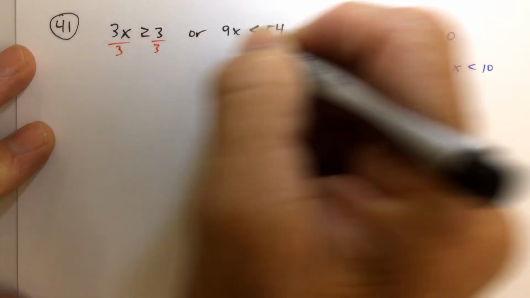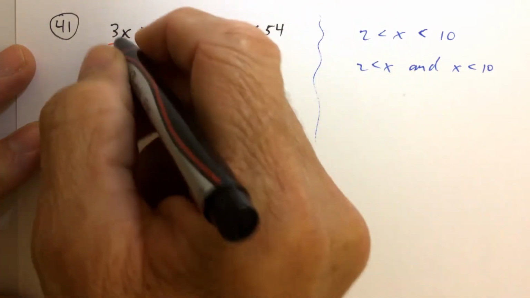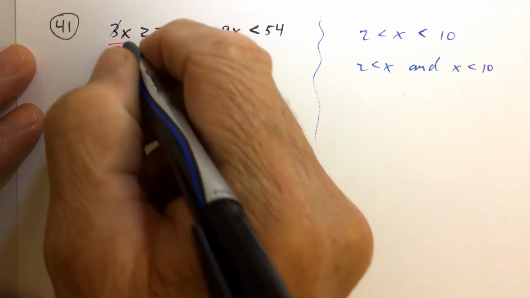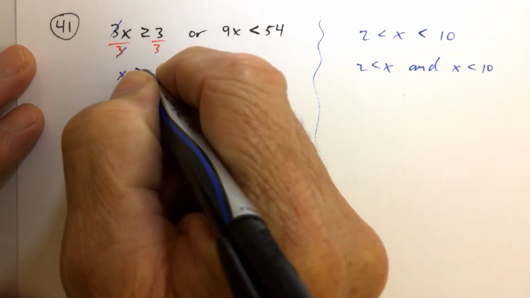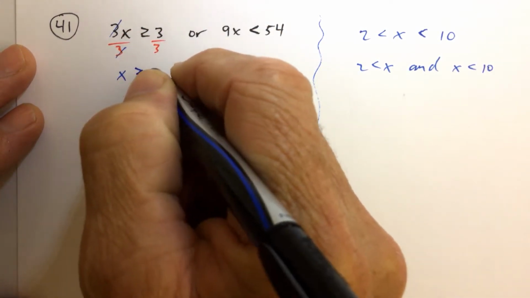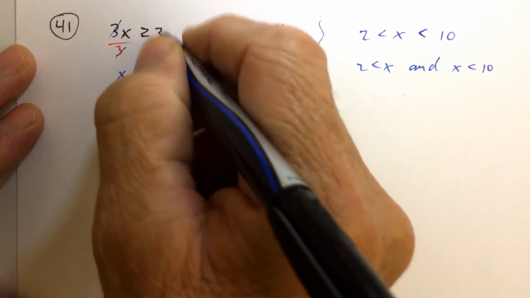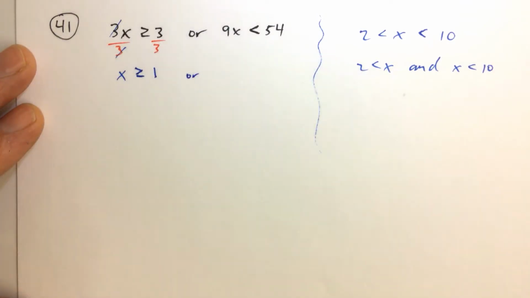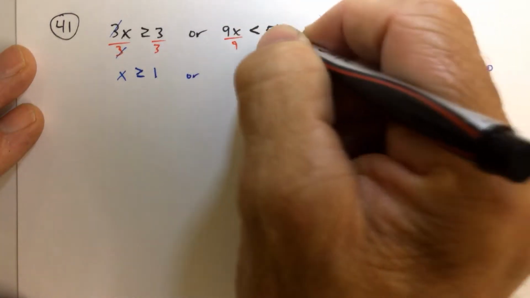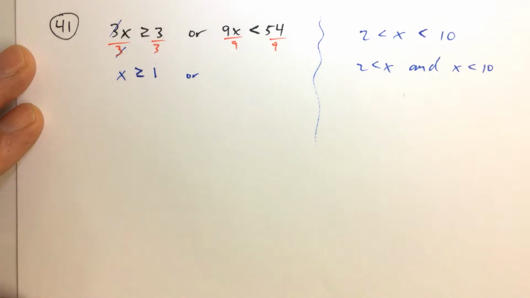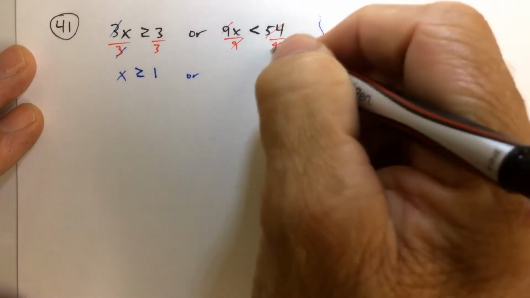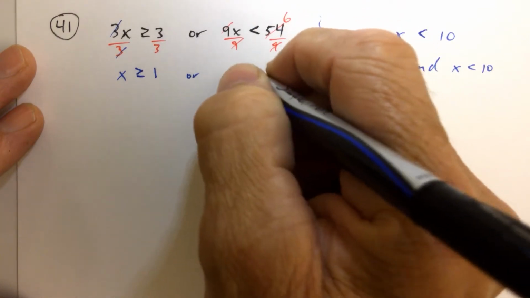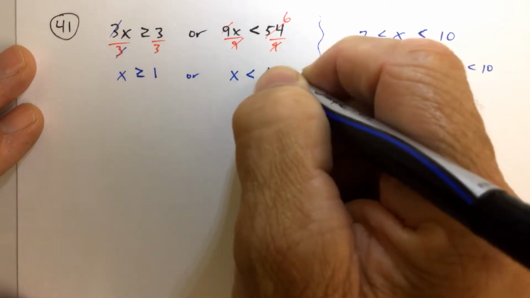And we've got the first one. We'll solve the first one by dividing both sides by 3. When we do that, we keep the direction of the inequality the same because we divided by a positive number. And the 3's cancel there, so we have x is greater than or equal to 1. Or let's go ahead and divide both sides by 9 on the right-hand side. The 9's cancel here, and 54 divided by 9 is 6. So on the right-hand side, we get x is less than 6.